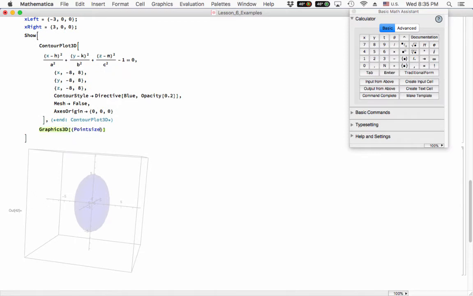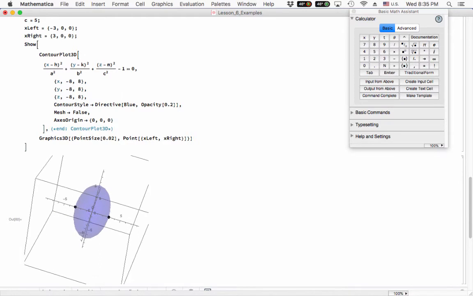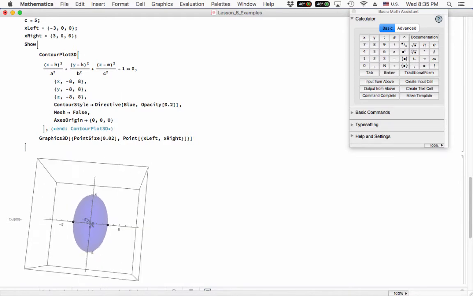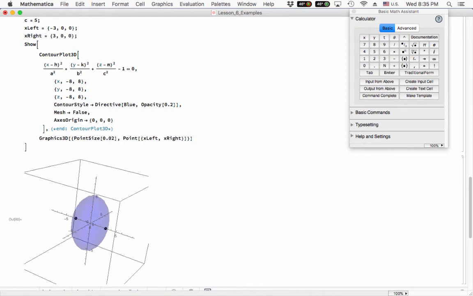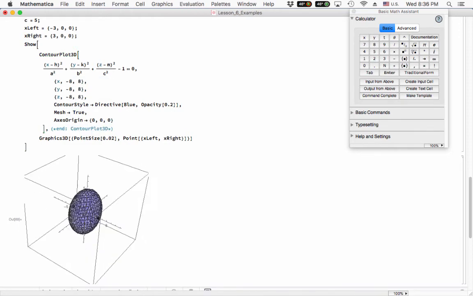So now we're going to go point size. I think we've determined that 0.008 is a really good point size. And then the points that we're going to graph, they're going to be 2 of them. So we'll say let's do x left, and we'll also graph x right. We evaluate. Looks like that's not quite big enough. There we go. So those are the 2 x intercepts. See them? Or maybe we turn the mesh to true. I don't know. Kind of ugly, right?